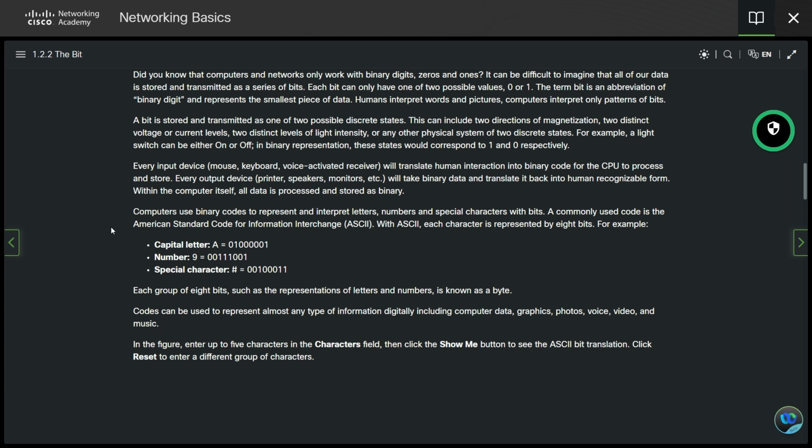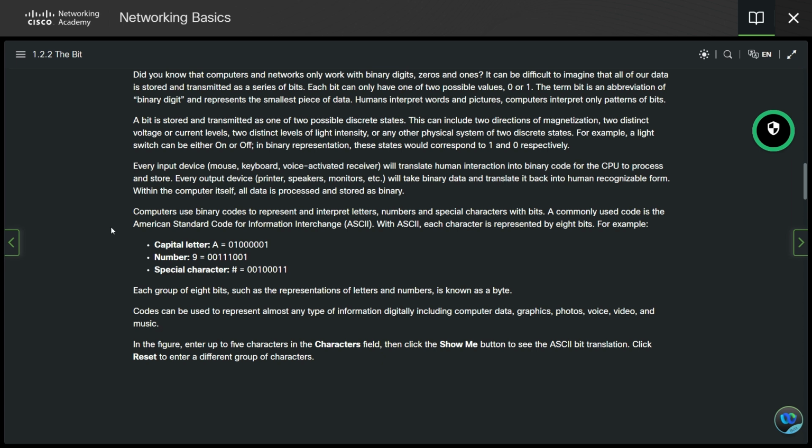Every input device, mouse, keyboard, voice-activated receiver, will translate human interaction into binary code for the CPU to process and store. Every output device, printer, speakers, monitors, etc., will take binary data and translate it back into human recognizable form. Within the computer itself, all data is processed and stored as binary.